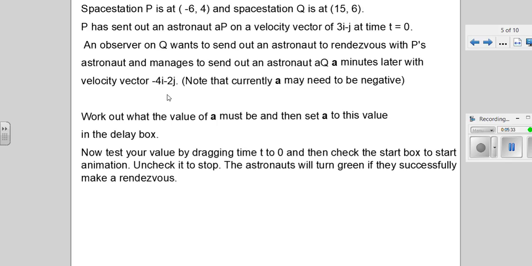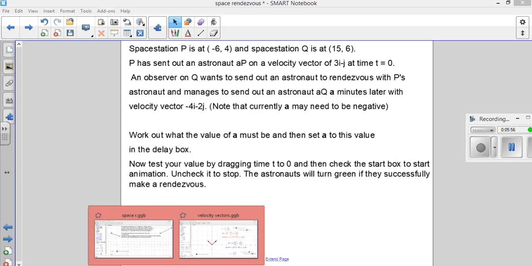Now the problem is, what is the value of the delay to make the astronauts meet, to make them rendezvous at the same position, the same time? And we can use this GeoGebra file I'm going to show you to check our answers. The astronauts will turn green if they successfully make a rendezvous.